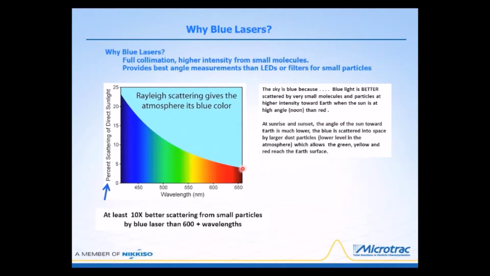And this doesn't take it all the way up to 780 nanometers, because this is the visible spectrum. But you can see that the scattering from the smaller particles is much greater. In fact, the scattering from the blue lasers compared to the near-infrared or red lasers is on the order of at least 10 times better scattering from the small particles.